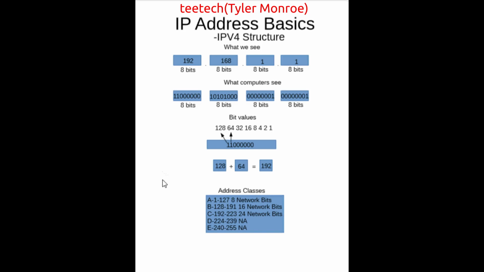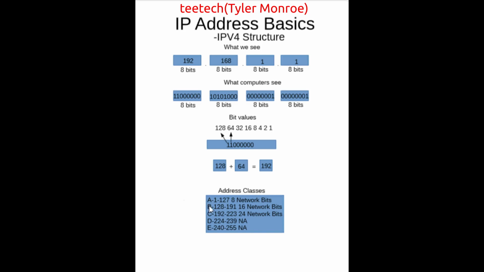So before we get into actually how we make the groups with the subnet mask, we have to talk about address classes. Now, with address classes in IPv4, what determines what class we have is that first octet or first section.